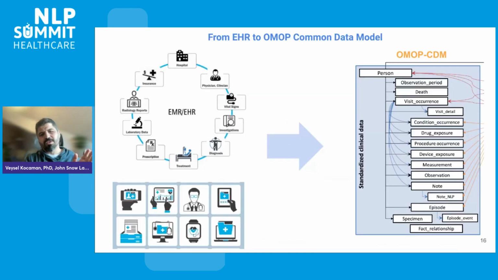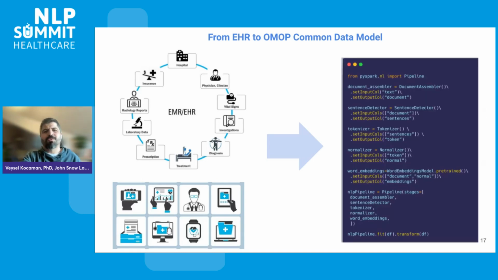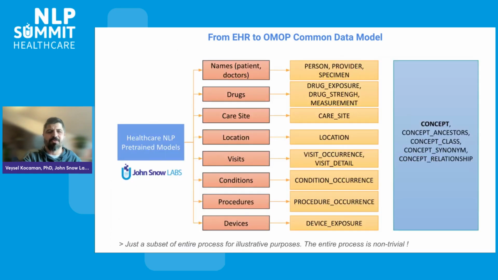So the goal in short is taking all the unstructured and structured EHR data and mapping it into an OMOP schema. Rather than doing this manually, you can code it up. There are pipelines that we suggest right now. You can use all these pre-trained models, put them in a pipeline, and write a bunch of scripts, and then you will be able to go from left to right without much effort.